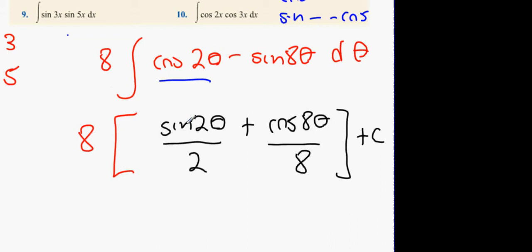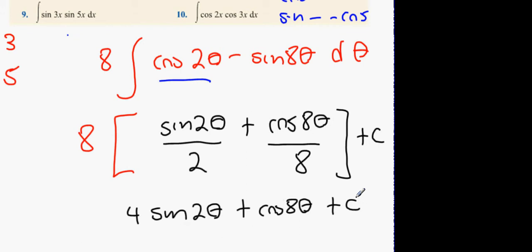Okay? Now what's 8 times this? It's going to be 4 sine 2 theta plus cos 8 theta plus c. Right? There, that's your bread and butter of this exercise.